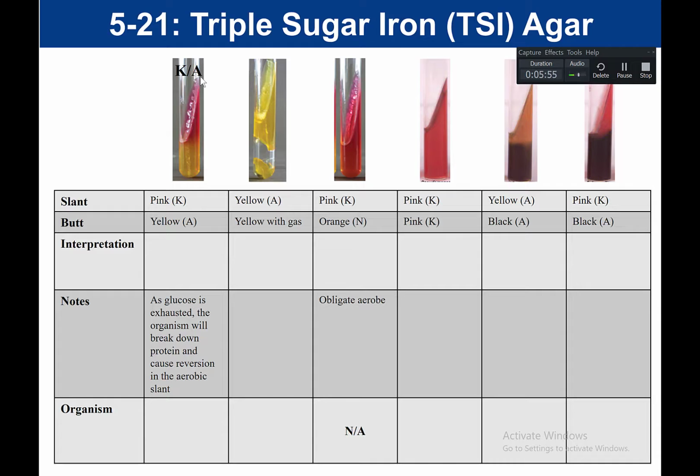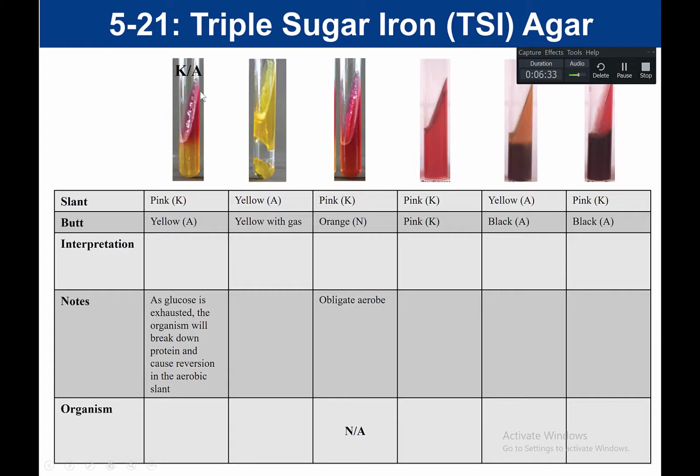So if we see pink and yellow, what is our interpretation? Our interpretation is because the butt is yellow, that means that the bacteria had to ferment the glucose, right? The glucose was fermented. However, when the glucose ran out, the bacteria switched to peptone metabolism. Notice that the slant is pink. The slant becomes alkaline because bacteria did not use a disaccharide. They did not use the disaccharide. They used the peptones instead.